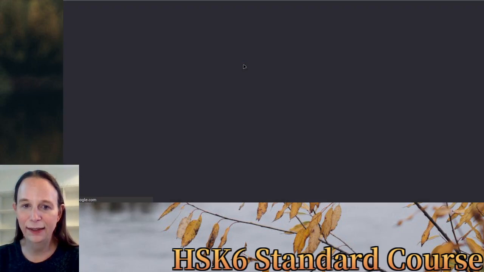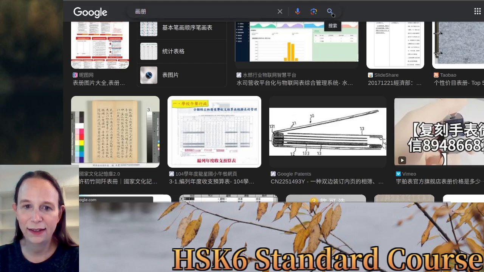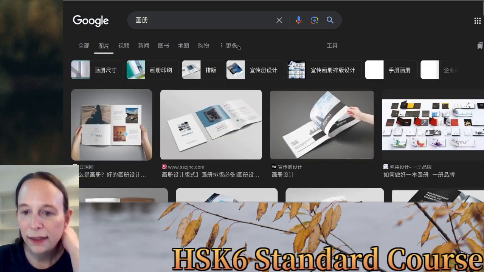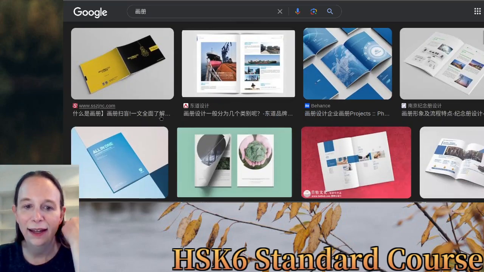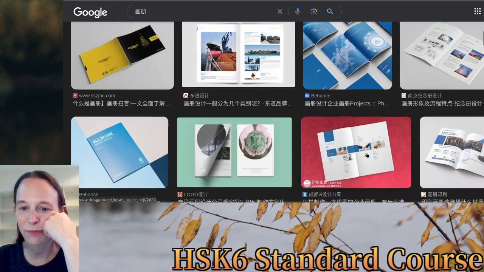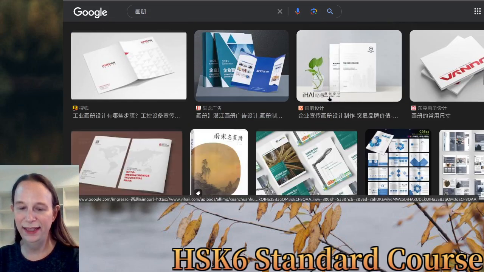Why isn't this working? It's not my side. All right. 画册. It's like a glossy brochure where you have lots of things inside.